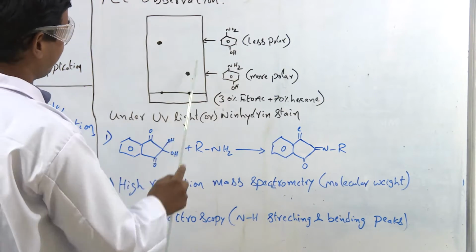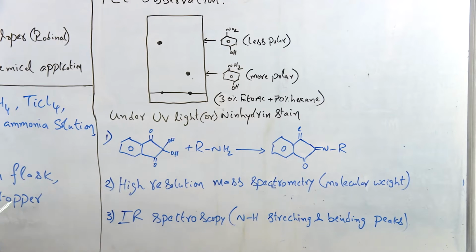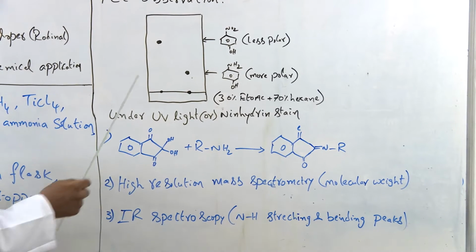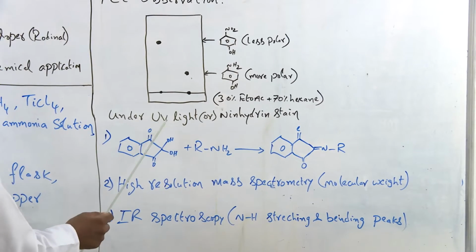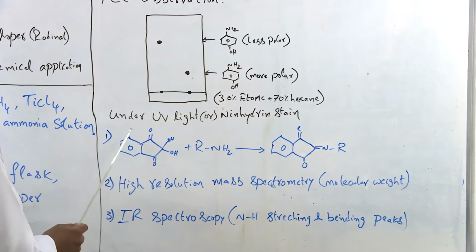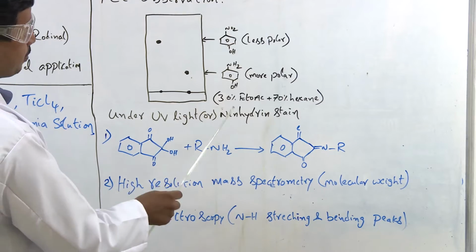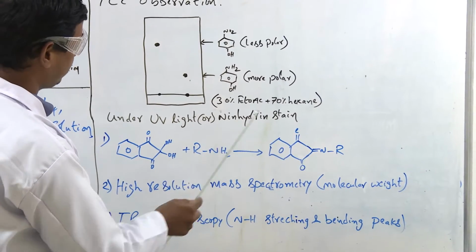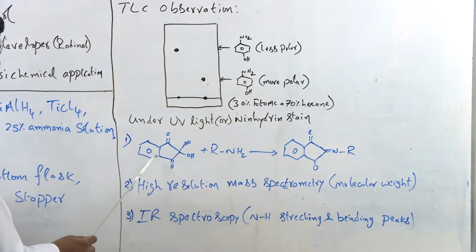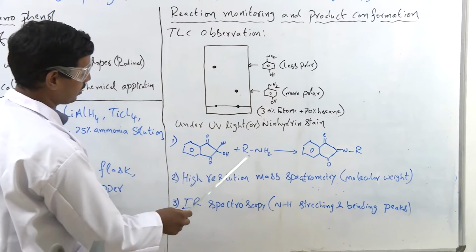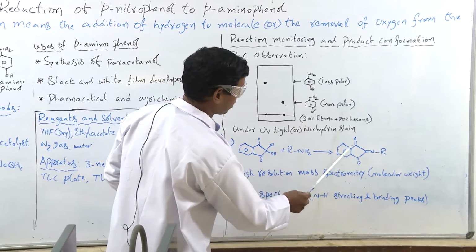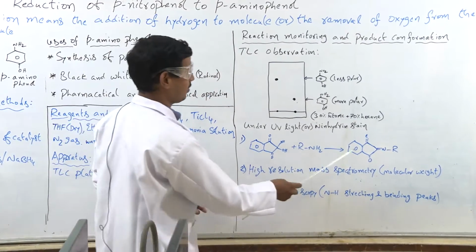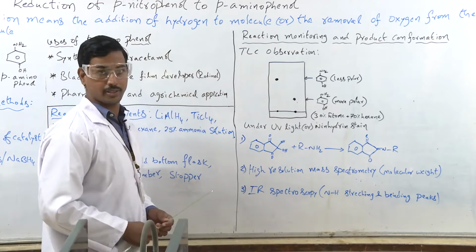We cannot see this TLC directly with our eyes, but if you put the TLC under UV light, we can see both the spots. We can also dip the TLC in ninhydrin stain. The ninhydrin reacts with the primary amine and gives a product which gives a color. From the color we can identify that here is the product.